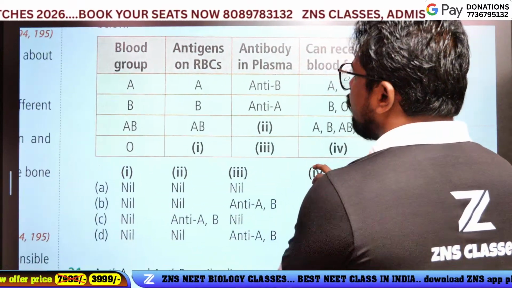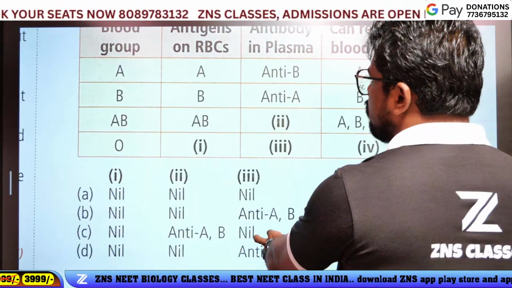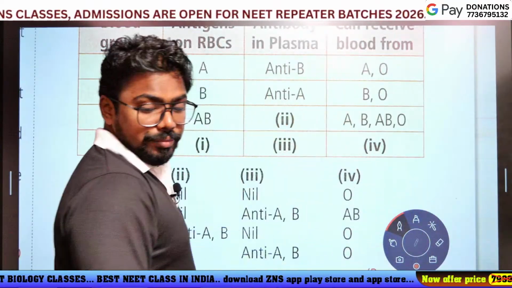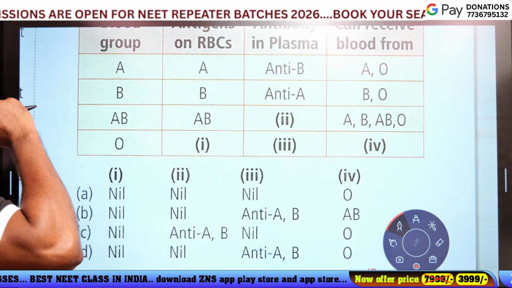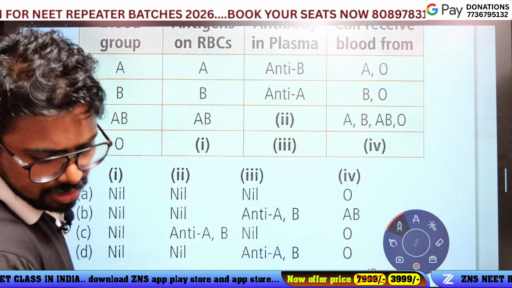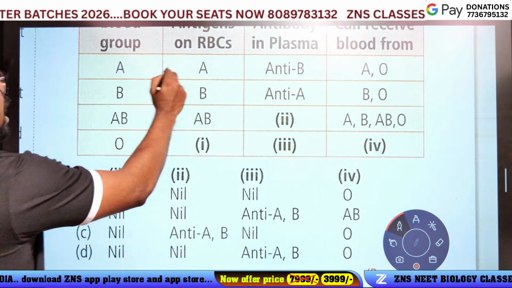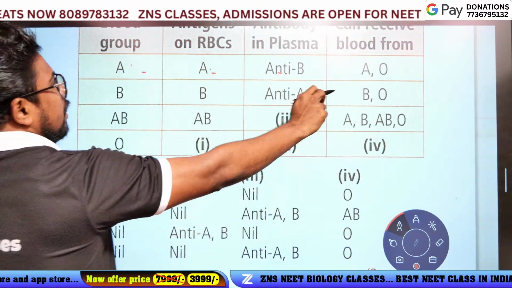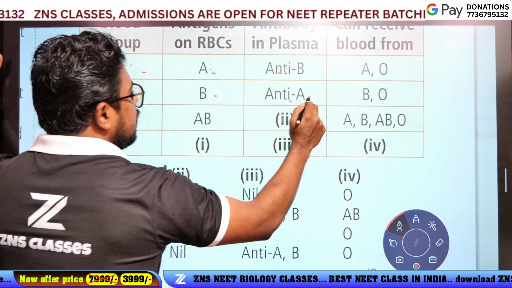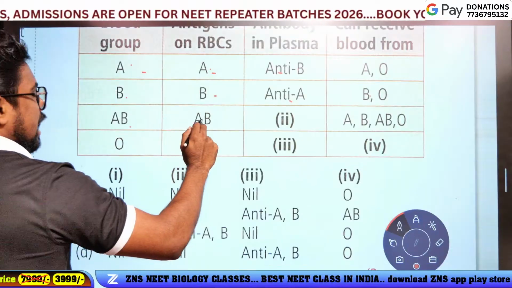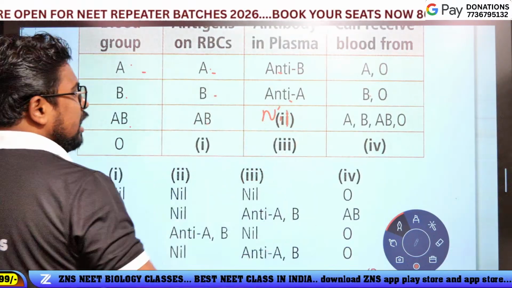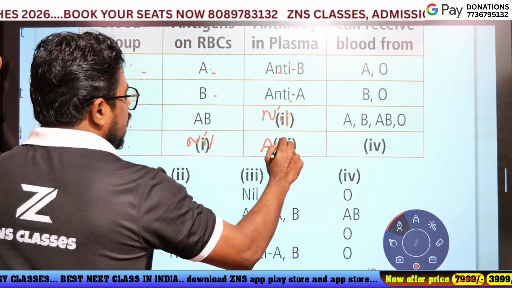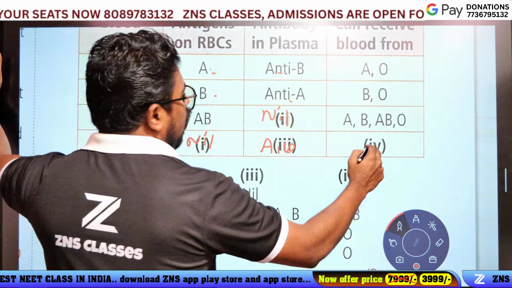The following table, fill the table. It's a simple question. Guys, fill the table. How to fill? Come on, give the answer. Group A: antigen A, antibody B. Group B: antigen B, antibody A. AB: antigen A and B, antibody nil. O: antigen nil, antibody A and B.